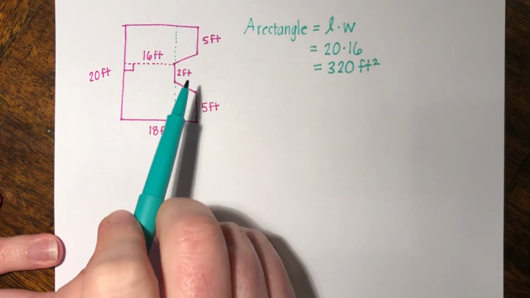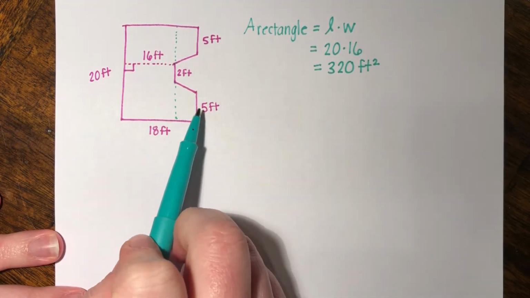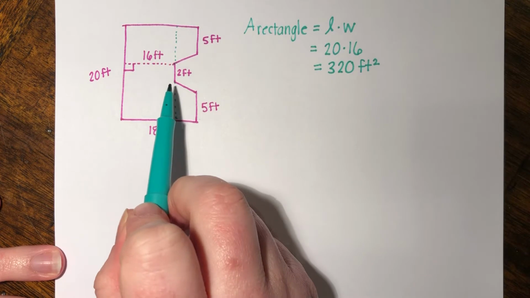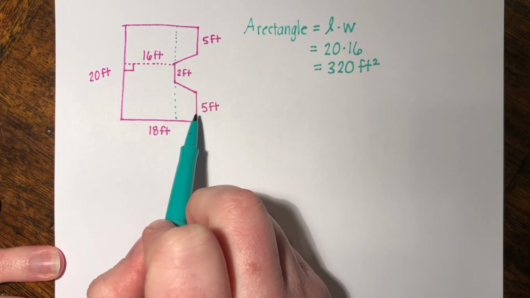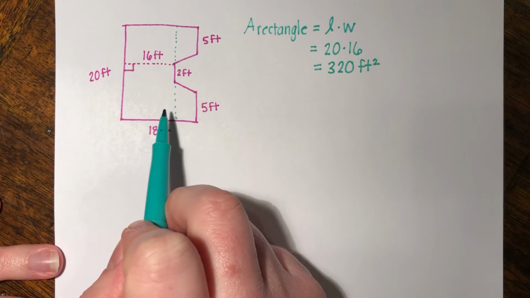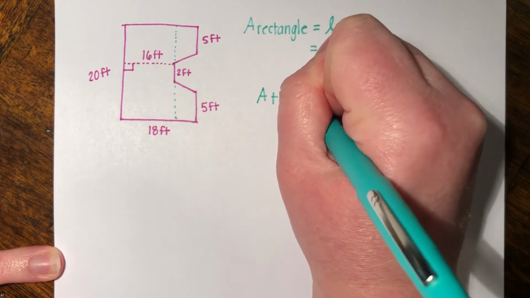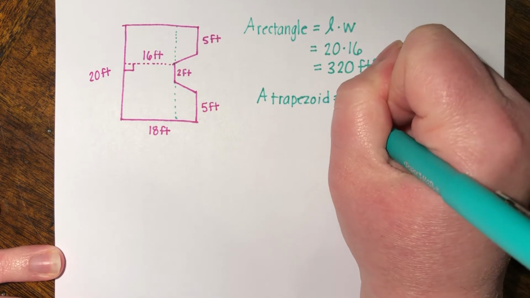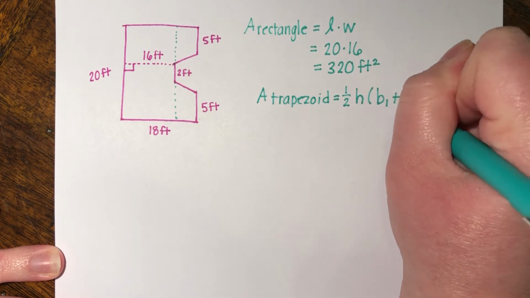Well, when we look at this, let's see if we can classify what kind of shape this is. Looking at it, we have 1, 2, 3, 4 lines, so we know it is a quadrilateral. And just like in a previous video that we've done, look here, we have one set of parallel lines. And we know that if we have a quadrilateral with one set of parallel lines, then we have a trapezoid. So we're going to be finding the area of a trapezoid. Okay, and we know the area of a trapezoid is 1/2 times its height times the group of base 1 plus base 2.